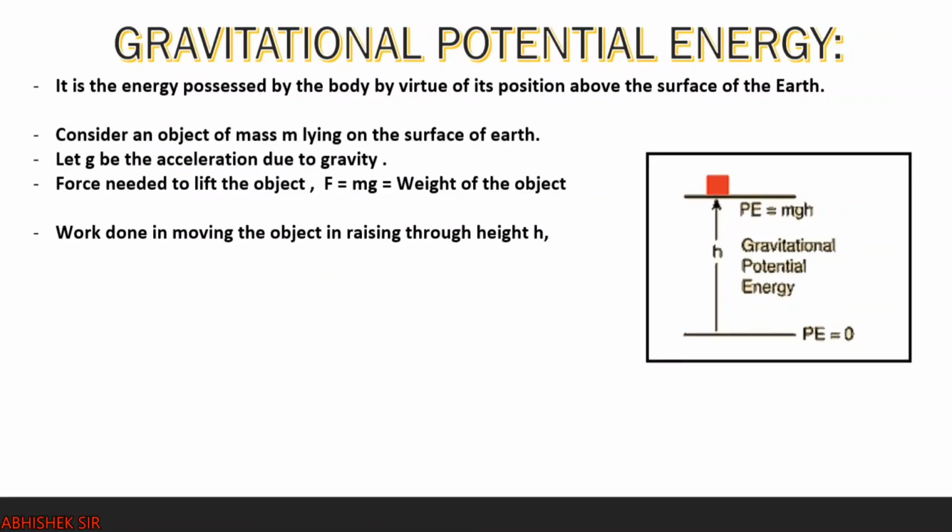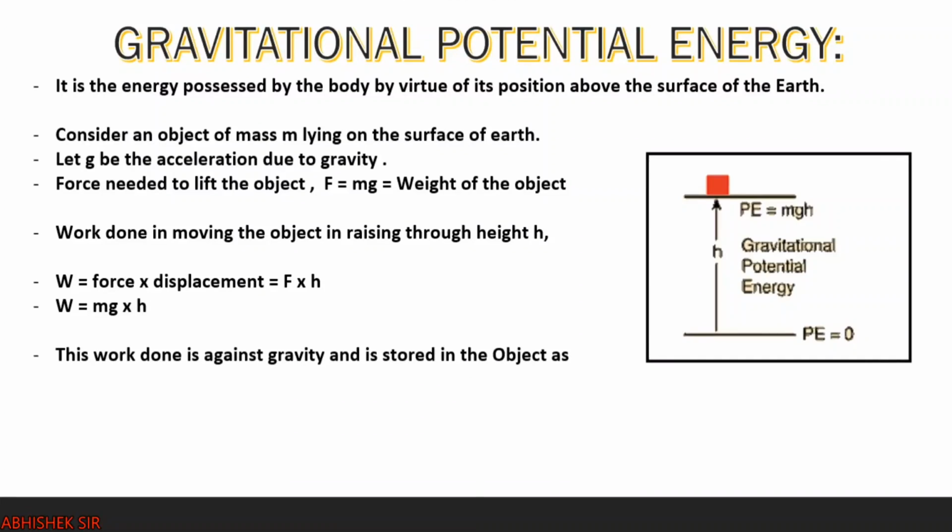Now, work done in raising the object through height h. We know the formula of work done. What is work done? It is force into displacement. Let h be the height by which the object is displaced. So it is F into h. But what was F? F was m into g. So what is finally W? W equals mg into h. This work done, whatever work we have done against gravity to take the object to a height, is stored in the object as gravitational potential energy U. So we can finally write U equals mgh.